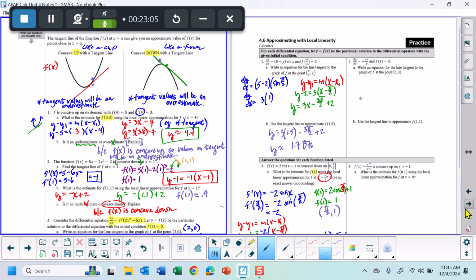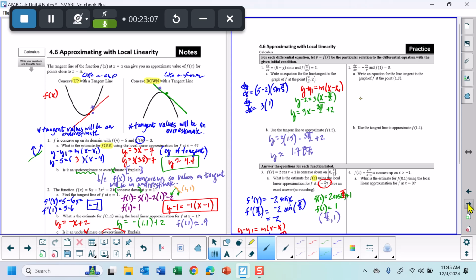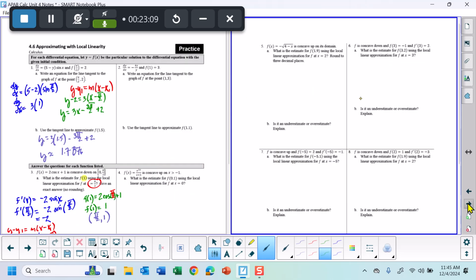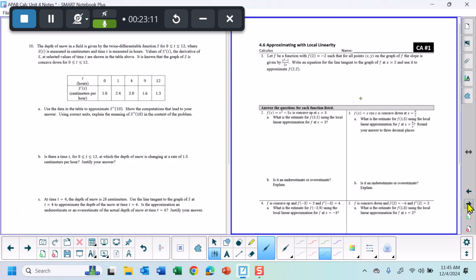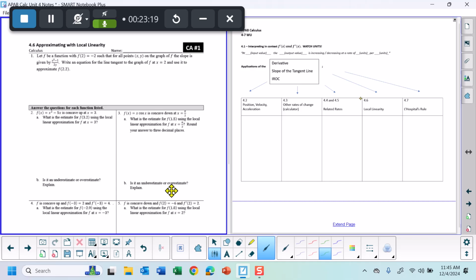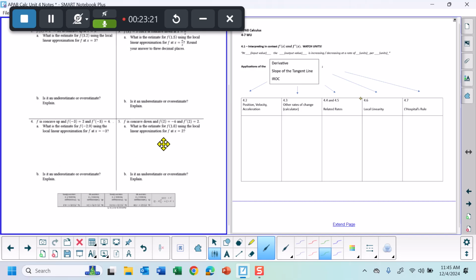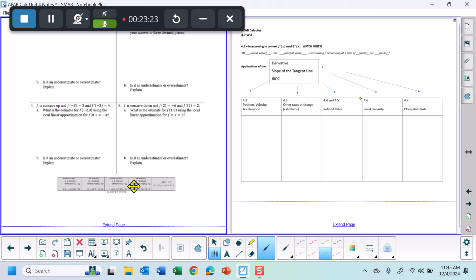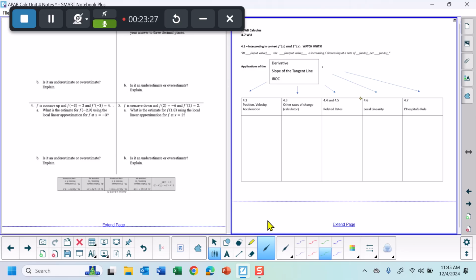All right, and that's what brings us up to today. So here is your warm-up, dealing with some more practice of local linearity. I love the corrective assignments because the answers are right here on the bottom. Super cute and fun.